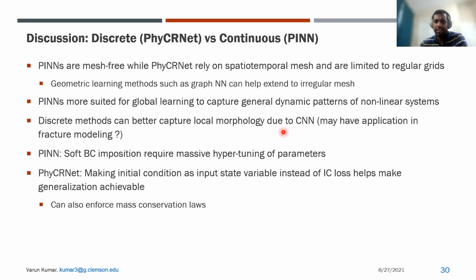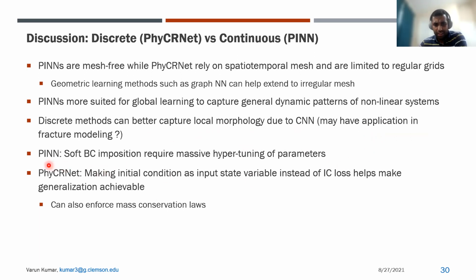So one interesting idea that I had here was, could this be useful for modeling fracture? Because fracture involves sharp change in local morphology. So this might be useful to some people who are actually working in fracture modeling. That's just an idea. I'm not sure how it is going to perform, but that's just an idea.